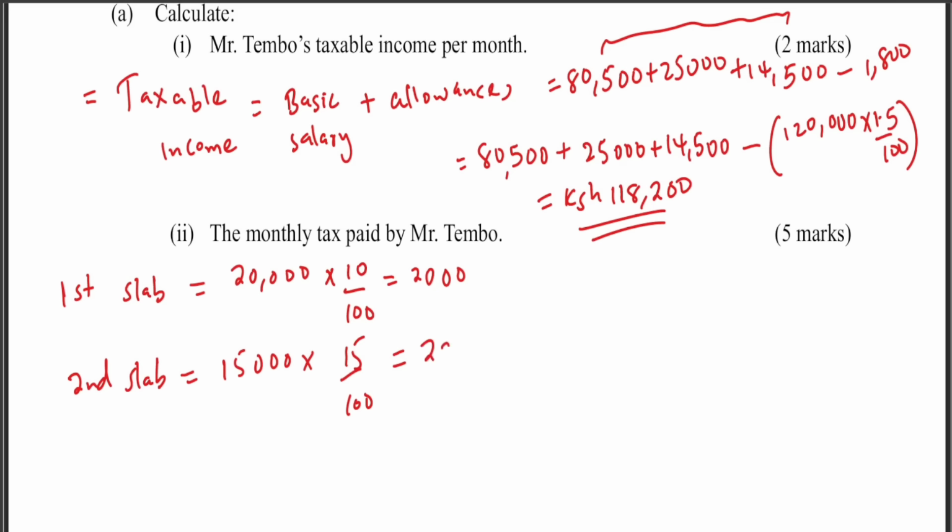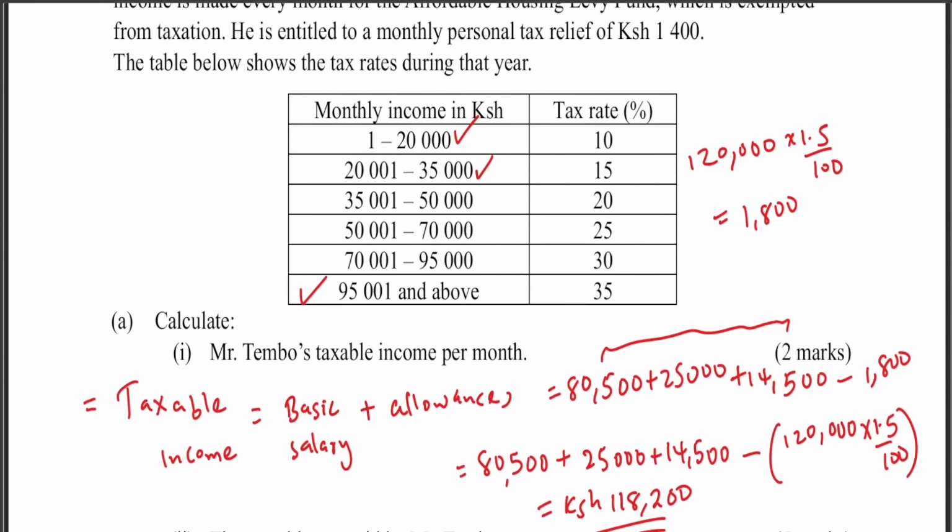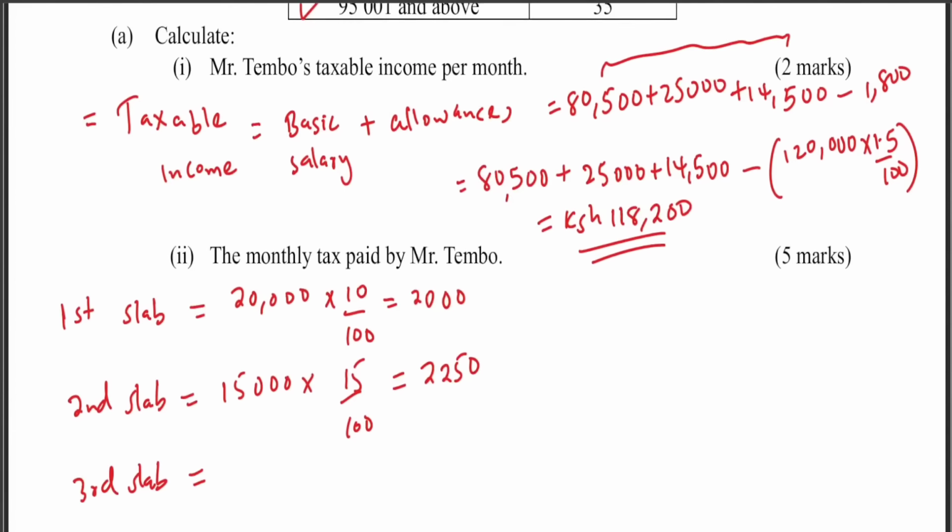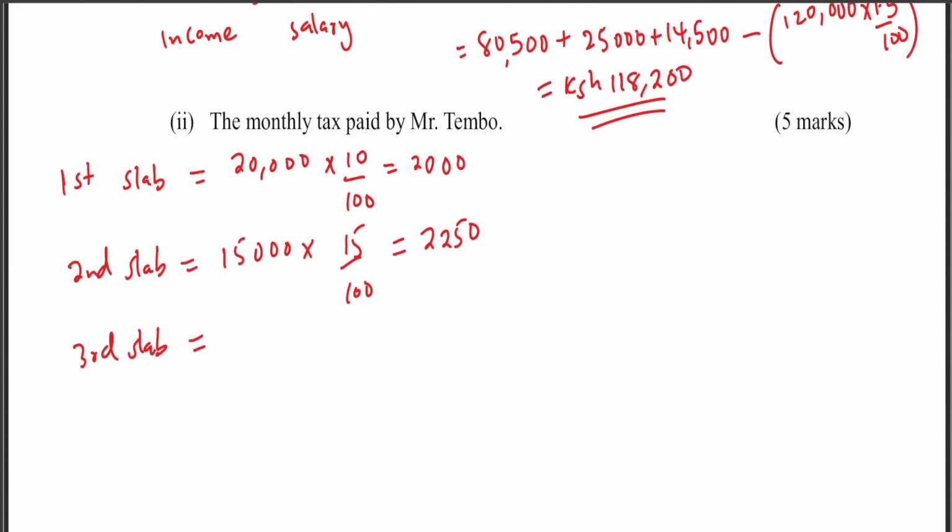So this is 2,250. In the third slab, because we have many slabs, we'll do the same thing: 50,000 minus 35,000, which is 15,000 again. So 15,000 times 20% is 3,000. So it's 3,000 Kenyan shillings.